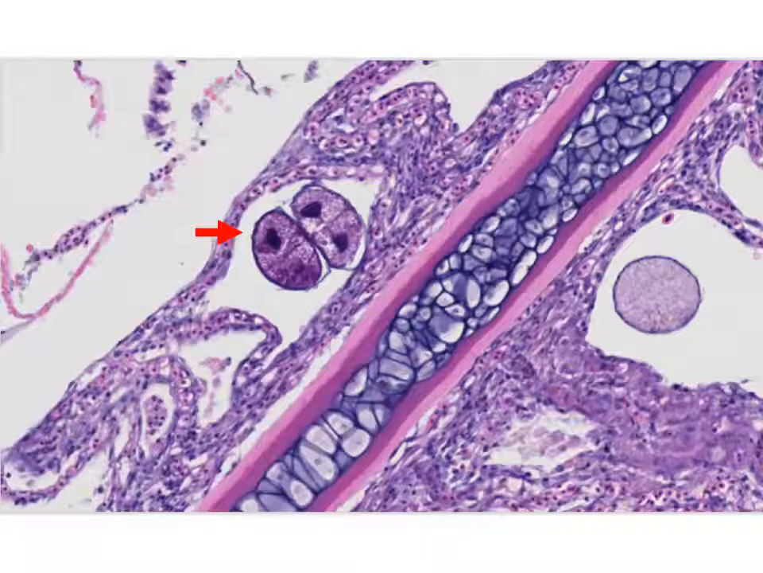In other areas, there are scattered tomonts within pseudocysts, which form as a result of the partial fusion of adjacent lamellae. One of the tomonts is in the process of dividing to produce the motile dinospores. This is labeled in red.